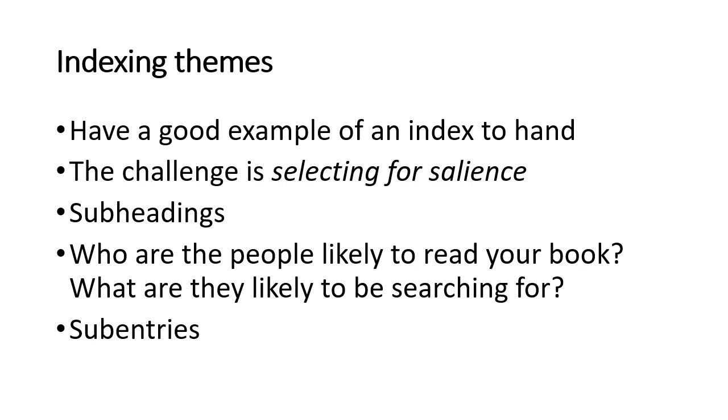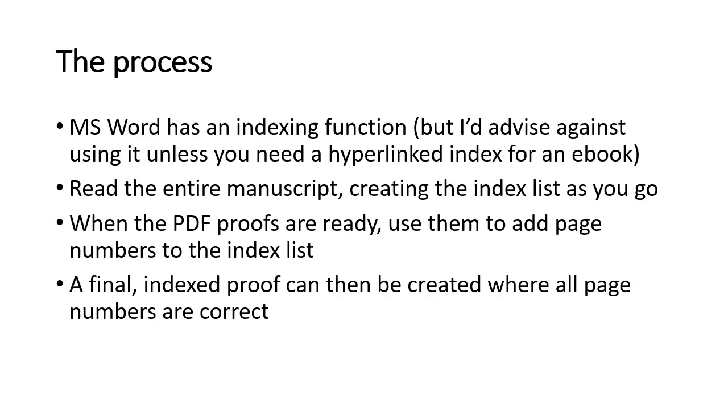Now, one way of doing that is if you've used subheadings in your book, then clearly if something is a subheading, it's something that should be indexed. Secondly, who are the people likely to read your book is a good question to always ask. And what are they likely to be searching for? What kind of interests are they going to have? What disciplines are they going to come from? And also think about whether you might need to include sub-entries. That's when you've got an indented entry under a main index entry in order to create greater subtlety and detail in your index.